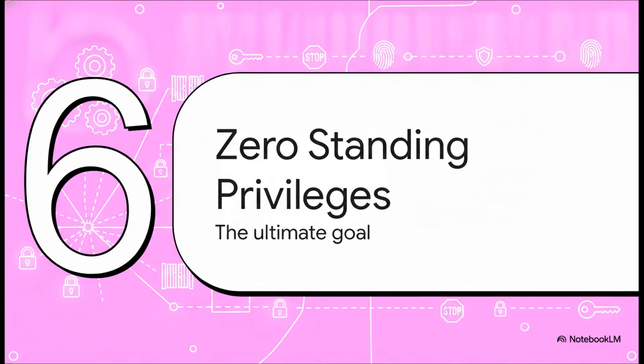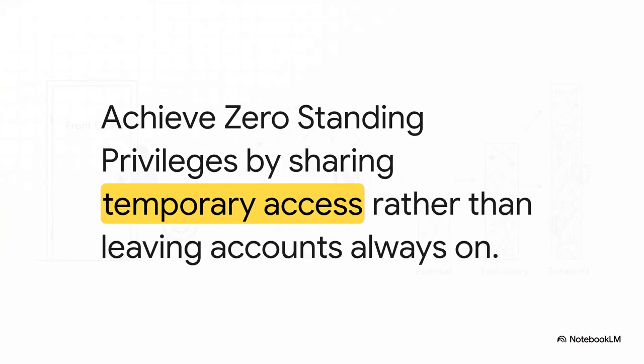Which brings us perfectly to our final section, Section 6, Zero Standing Privileges. Let's break this concept down because it's a real game changer. Zero standing privileges is achieved through just-in-time, or JIT access. Instead of having an administrator account just sitting there, always on, passively waiting to be hijacked, you share temporary, time-bound access to those privileged accounts only when they are actively needed.